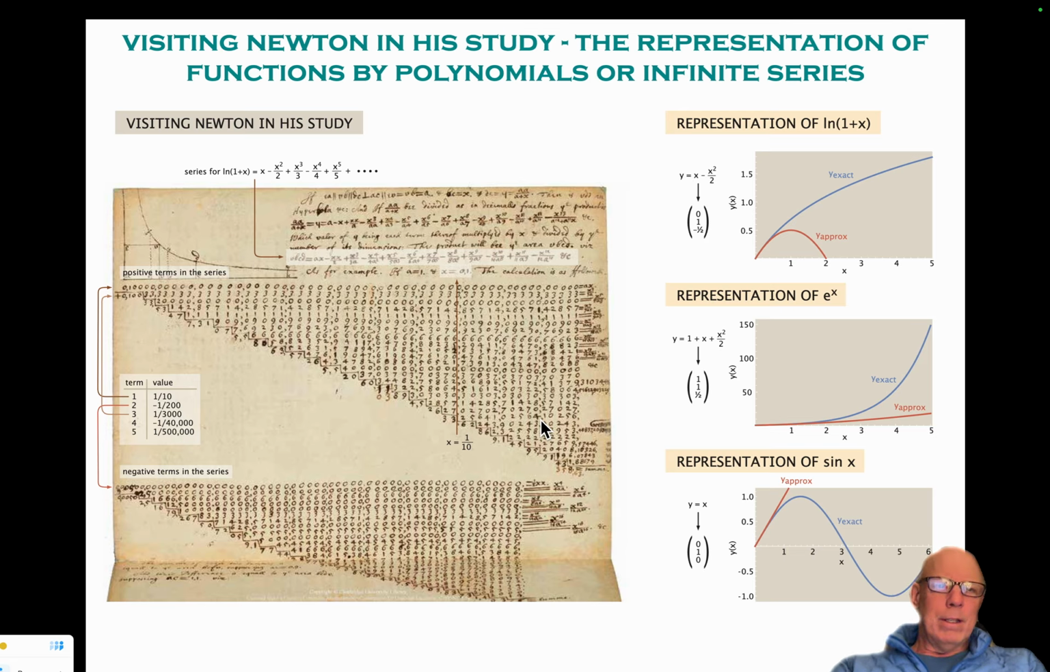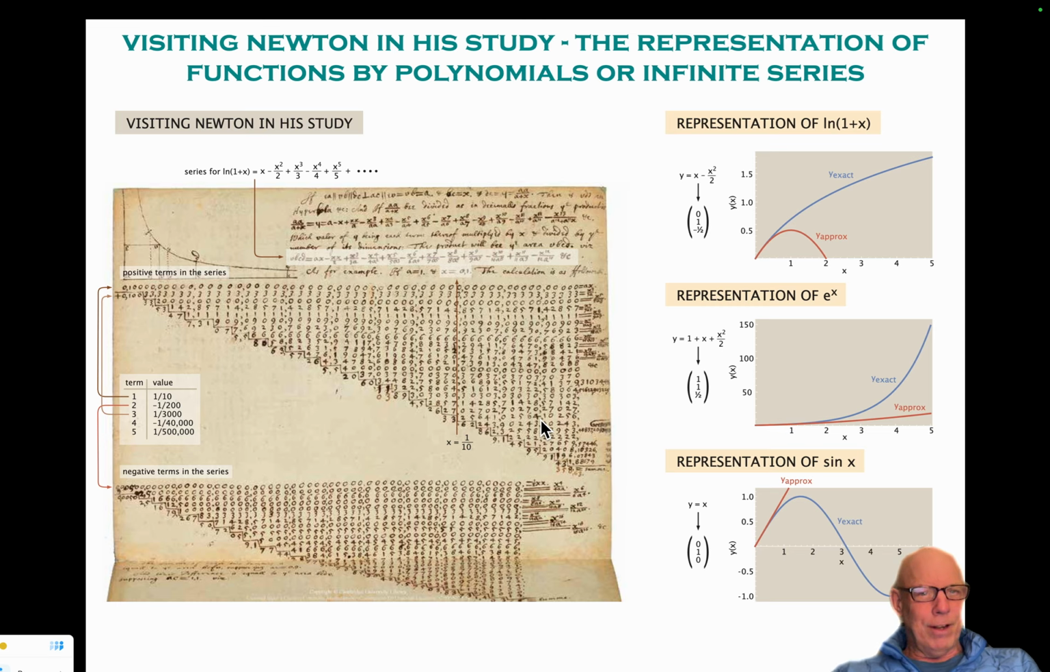Why do I bring this up? Because this notion of a Taylor series, in its most naive form, really amounts to representing a function by a very low-order polynomial. And I show you that over on the right-hand side, where we see the representation of log of 1 plus x up to quadratic order.